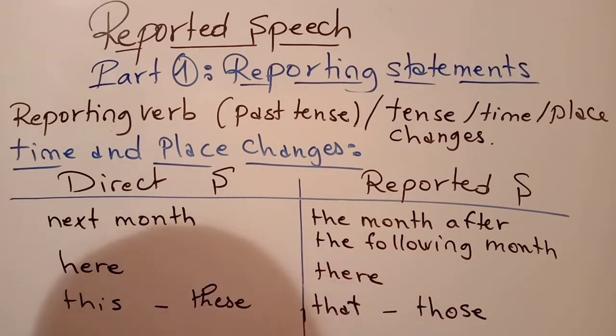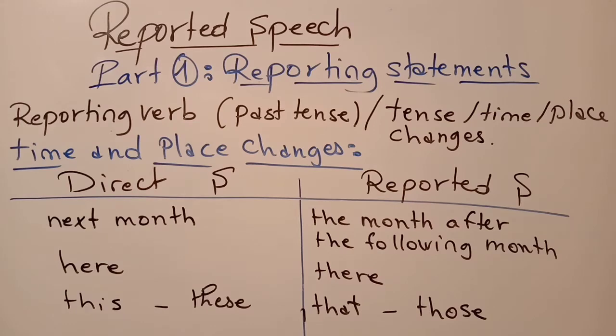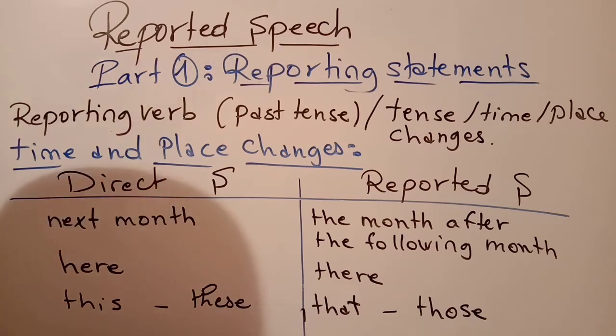or the following year. Now for place changes, if you have here in direct speech, it becomes there. What is near becomes far. This becomes that. These, the plural of this, becomes those. Right?